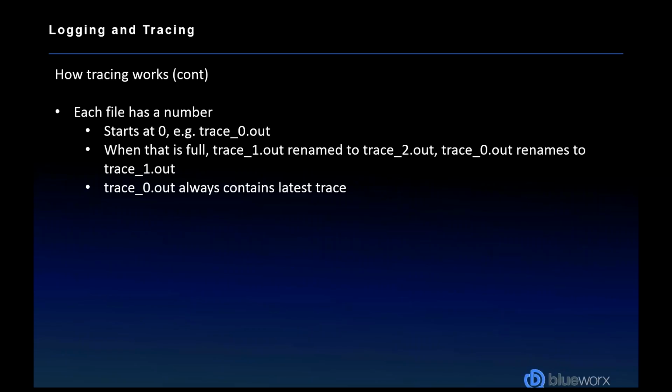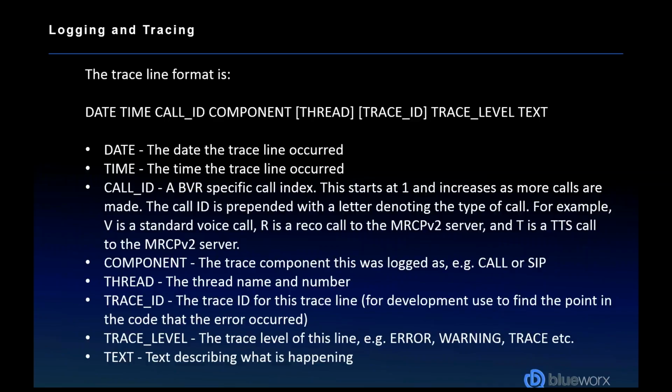So each file has a number. It starts with 0, and when that file is full, it gets moved and becomes 1. So it means that the file with the latest bit of trace in it is always the 0 file. It just means that you always know which file to tail if you're trying to monitor it live. So that's how the trace files work.